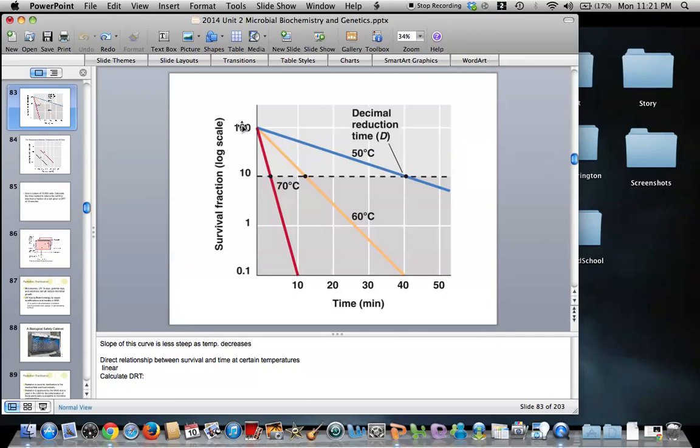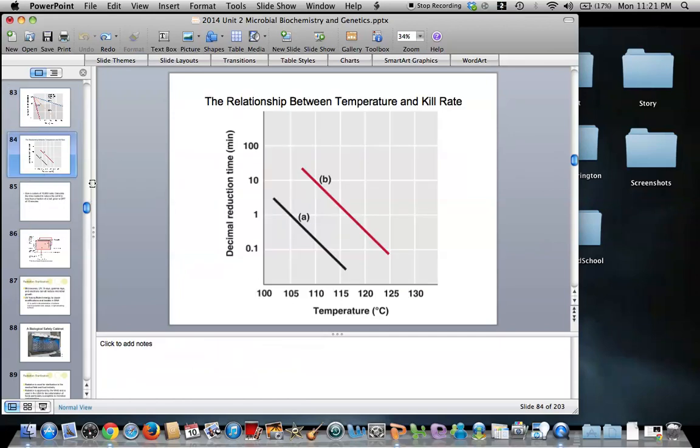Decimal reduction time, so this is how long it takes to go down to 1/10. So this is the decimal reduction time for this one. This line denotes that, actually, for all of them. And the higher the temperature, the steeper the curve. So 50 is not as steep as 60, which is not as steep as 70. And the direct relationship between survival and time at certain temperatures is linear. And you can basically calculate it.